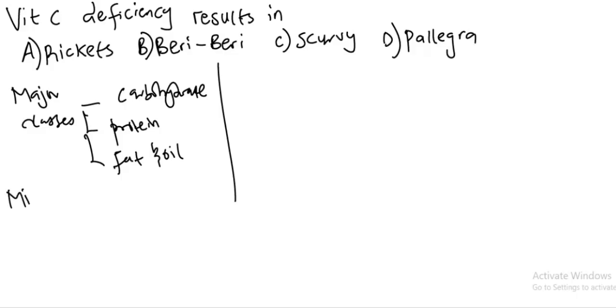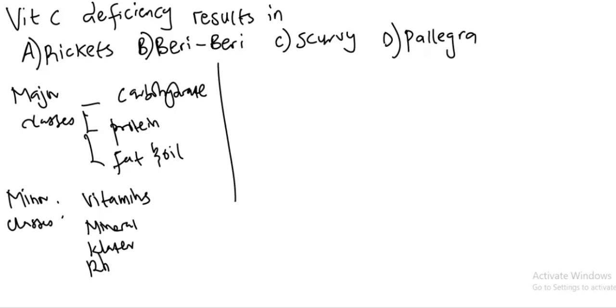The minor classes include the vitamins, the minerals, water. Then we have the refuges. Nice one. But for this question, we're going to focus on the vitamins and see the types of vitamins and their deficiency for exam purpose.